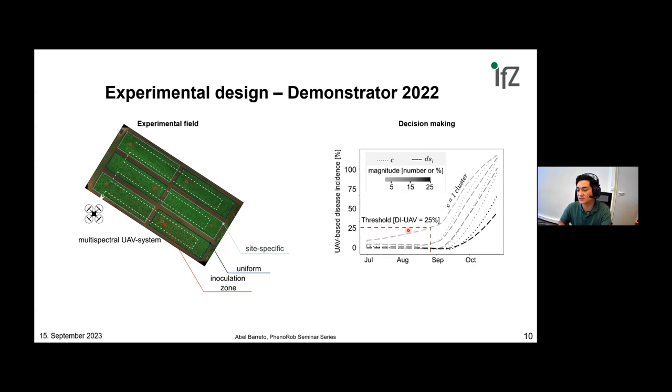So we focus that okay, maybe one point to establish as an indicator or as a threshold should be to put this 25% as disease incidence to apply fungicide. I mean, when we detect this into the field, we will segment the area and we will go into the field, at least in 2022, and apply manually.